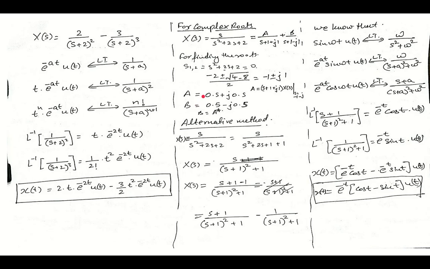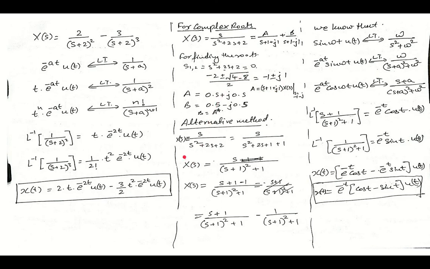So from this we can get that the value of A will be the conjugate of B, or the value of B will be the conjugate of A. And subsequently we can find the inverse by utilizing the formula of 1 upon s plus a, that is e to the power minus at ut. Now this is one type of solution, but the solutions of this type of problems become very complex. So there is an alternative method.